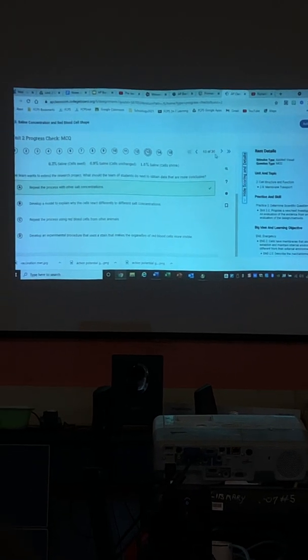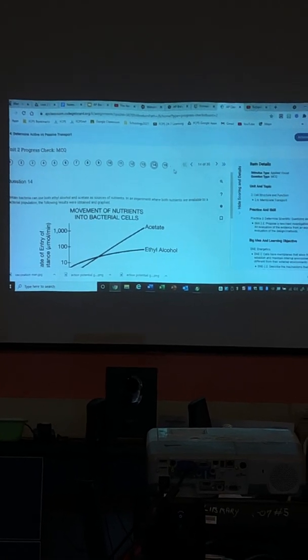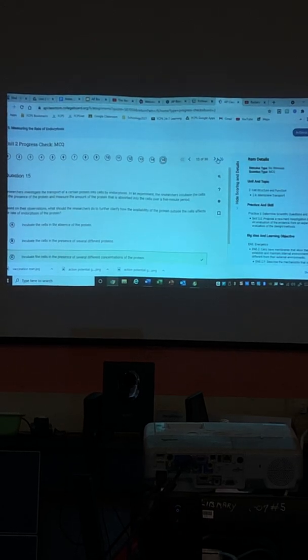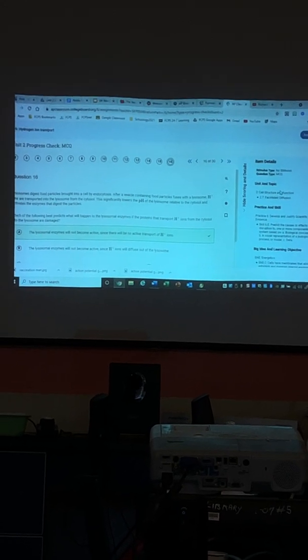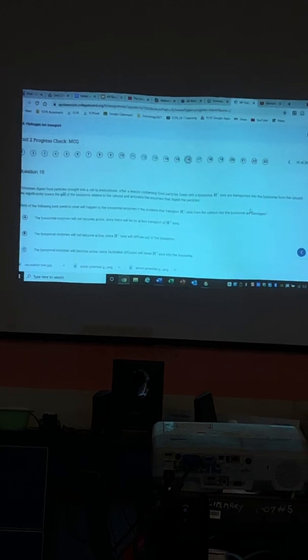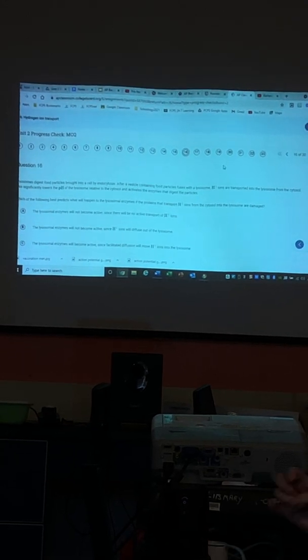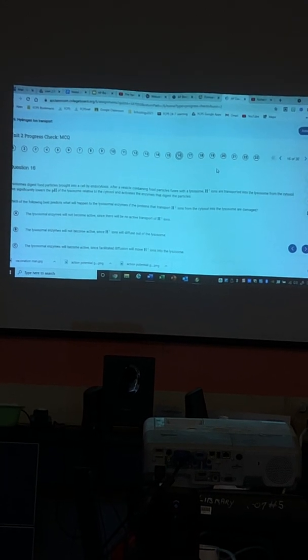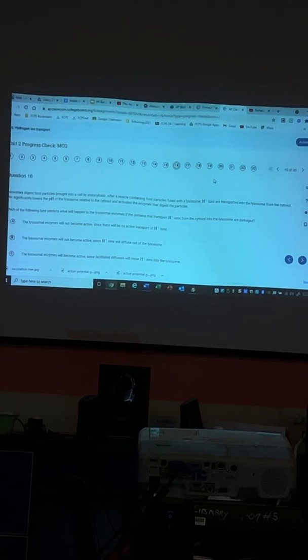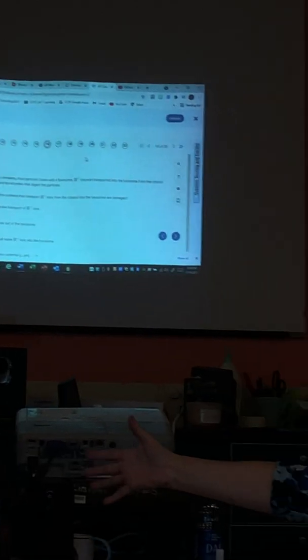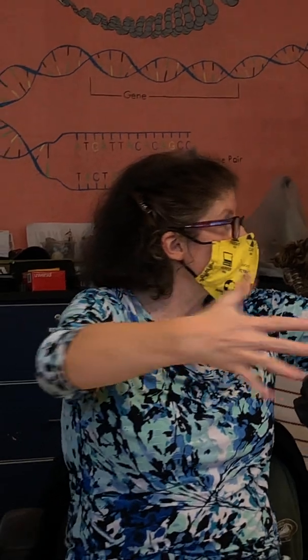Here's 16, okay. So, okay, we're about lysosomes digest food particles brought into a cell by endocytosis. What's endocytosis? Yeah, so it could be phagocytosis or pinocytosis, but one way or another, the whole membrane is moving to pull things in, right?